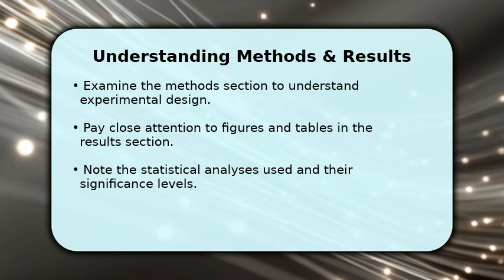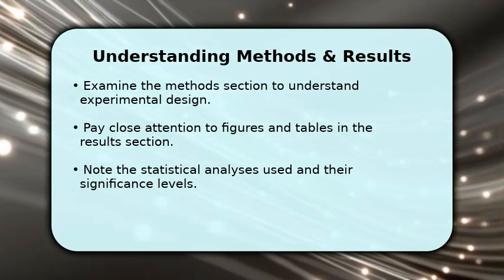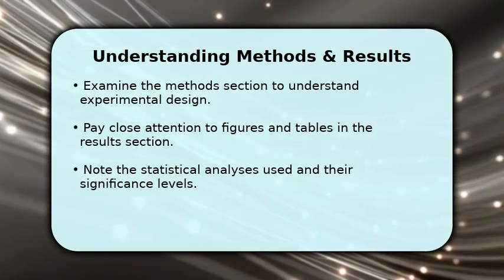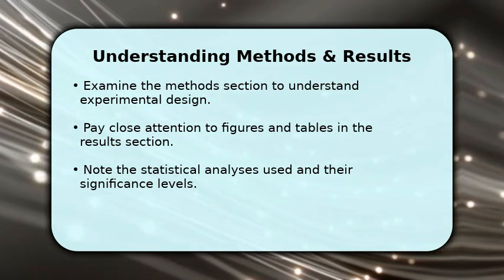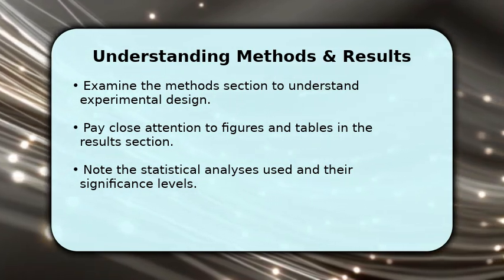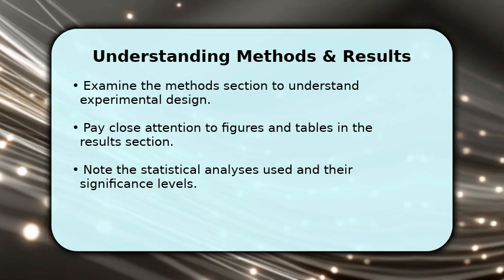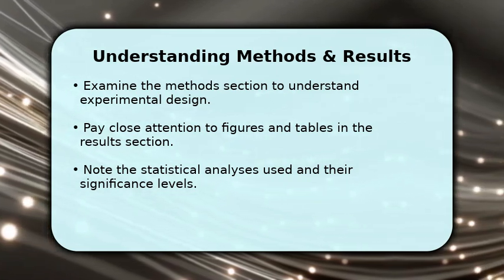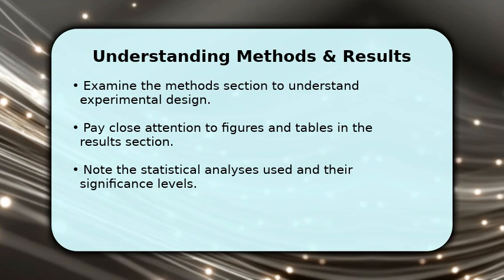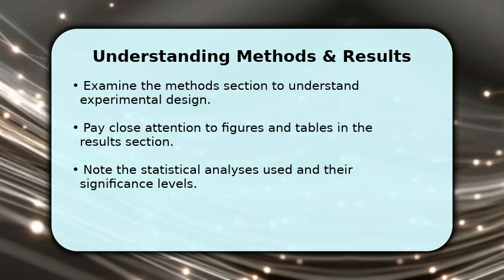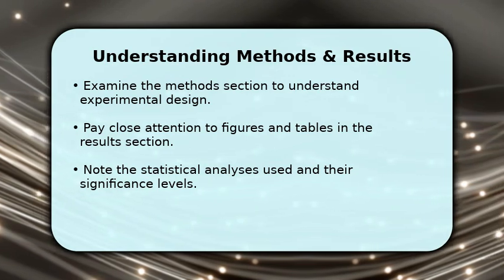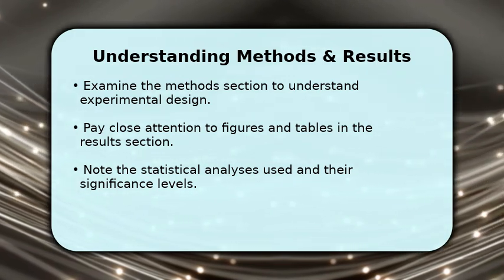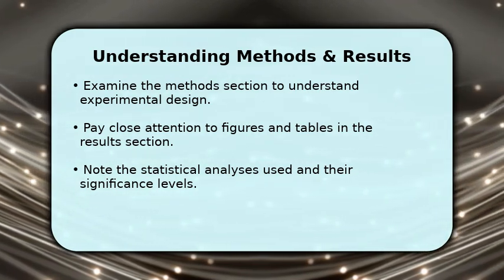Now delve into the methods section to understand how the research was conducted. Pay close attention to the experimental design, materials, and procedures. Then move to the results, focusing on the figures and tables. These visuals often convey the most critical data. Understand the statistical analyses applied and what their significance levels, like a p-value of 0.05, truly mean for the findings.